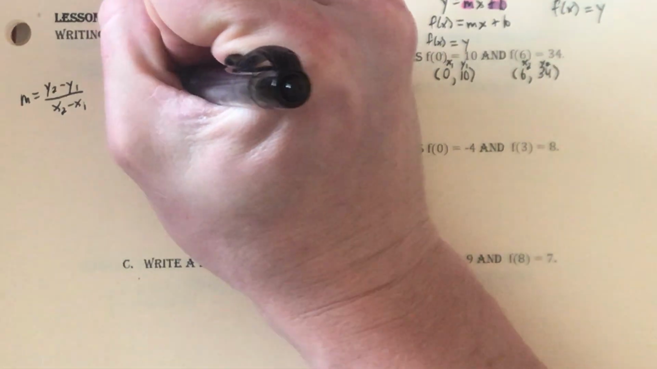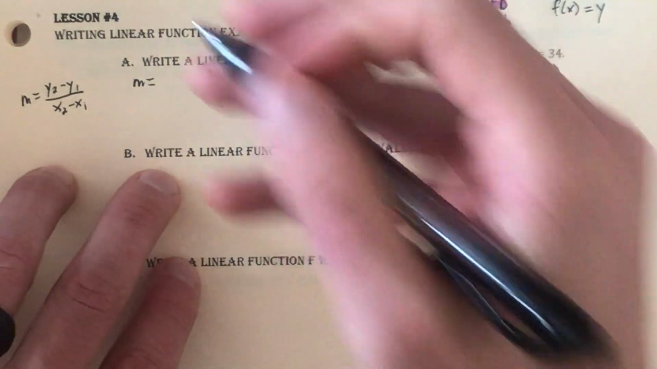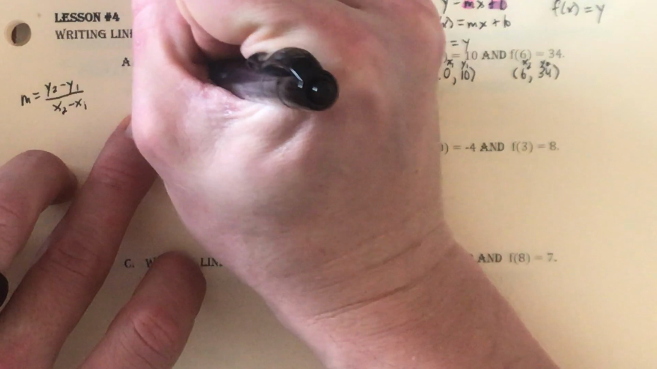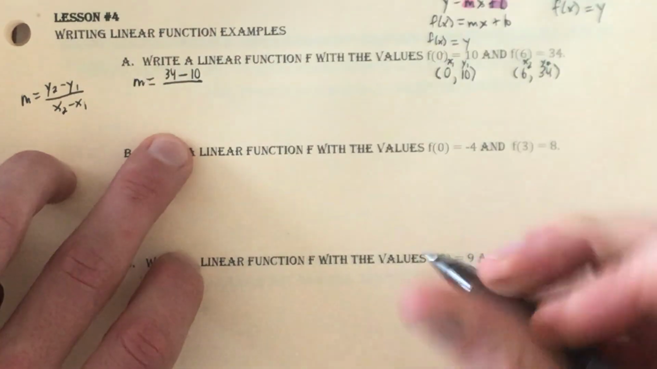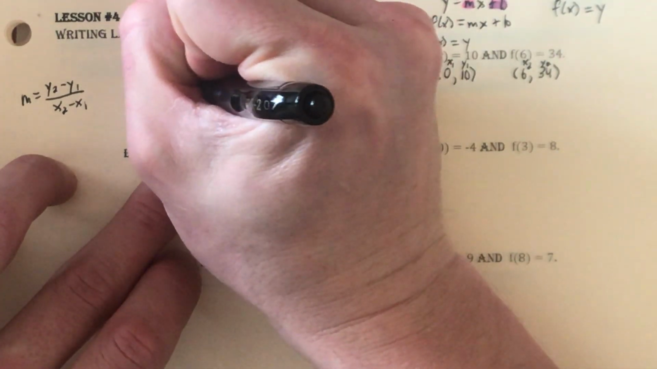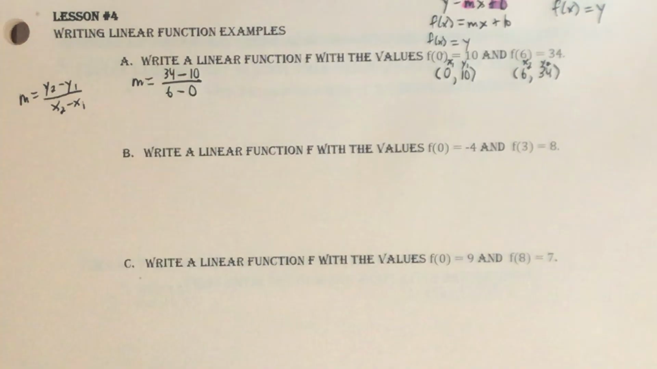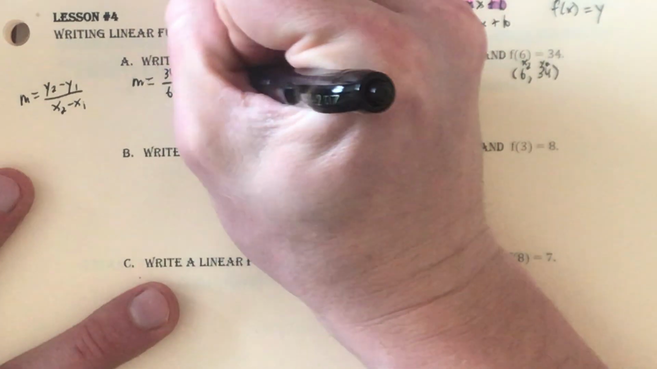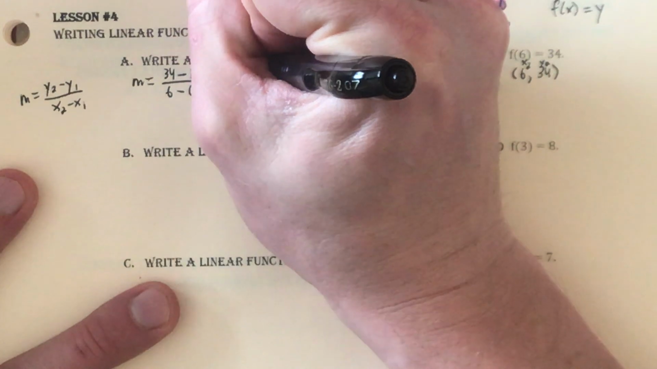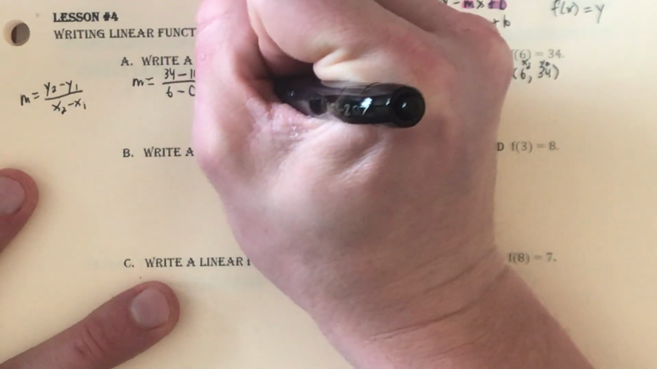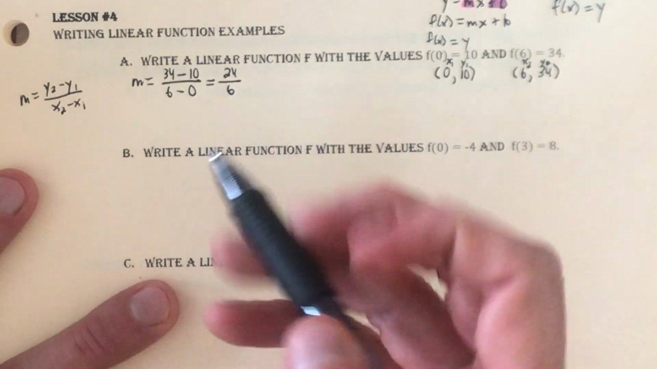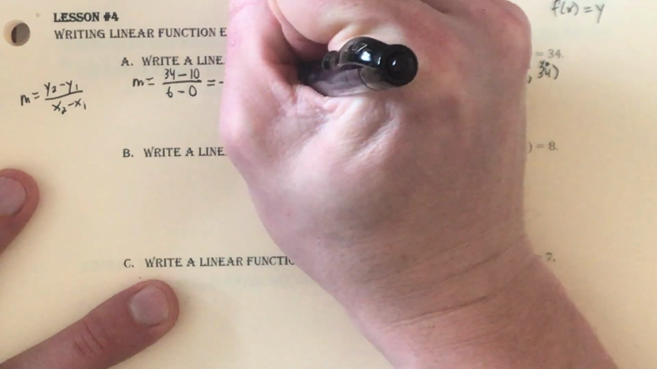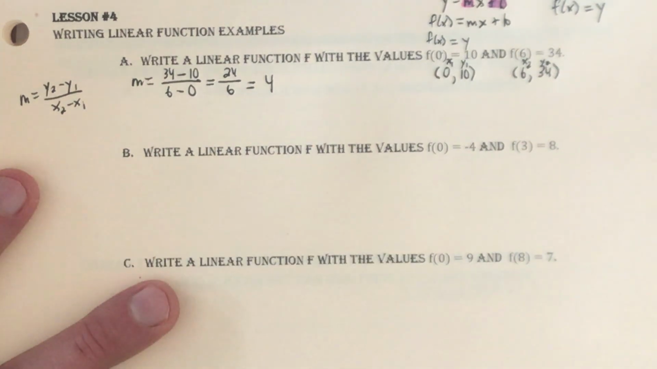So I've got m equals, my y2 was 34, minus my y1 was 10, all over x2 was 6, and my x1 was 0. And then I need to solve that down. So 34 minus 10 is 24, and 6 minus 0 is 6. And then I've got 24 over 6, which means 24 divided by 6, which is just 4. So my slope is 4.